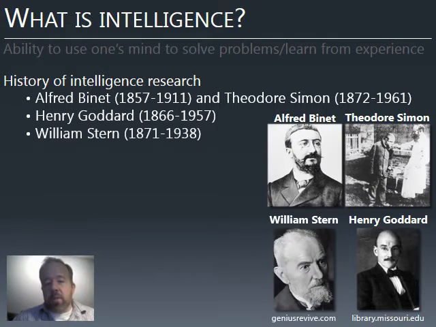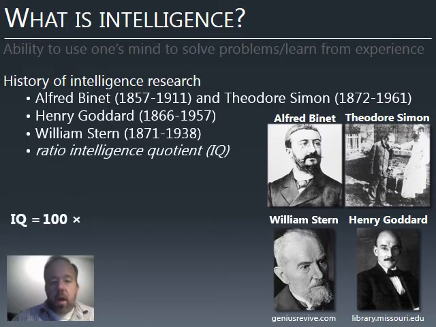But then along comes an individual named William Stern. And William Stern very much drew on the tradition of Binet and Simon. And what Stern did was come up with the idea of what we call IQ, an intelligence quotient. And what Stern at first did was use what's called the ratio intelligence quotient. And a ratio, of course, is just the relationship between two numbers.